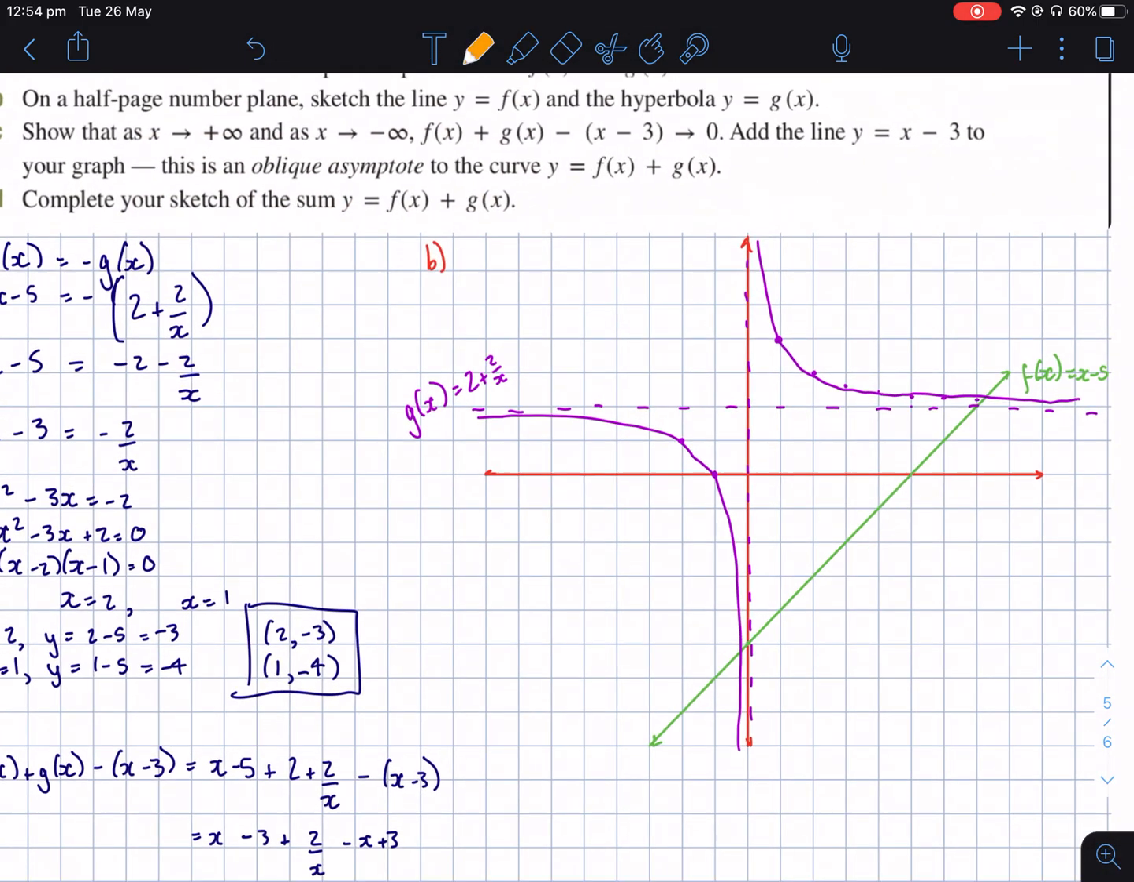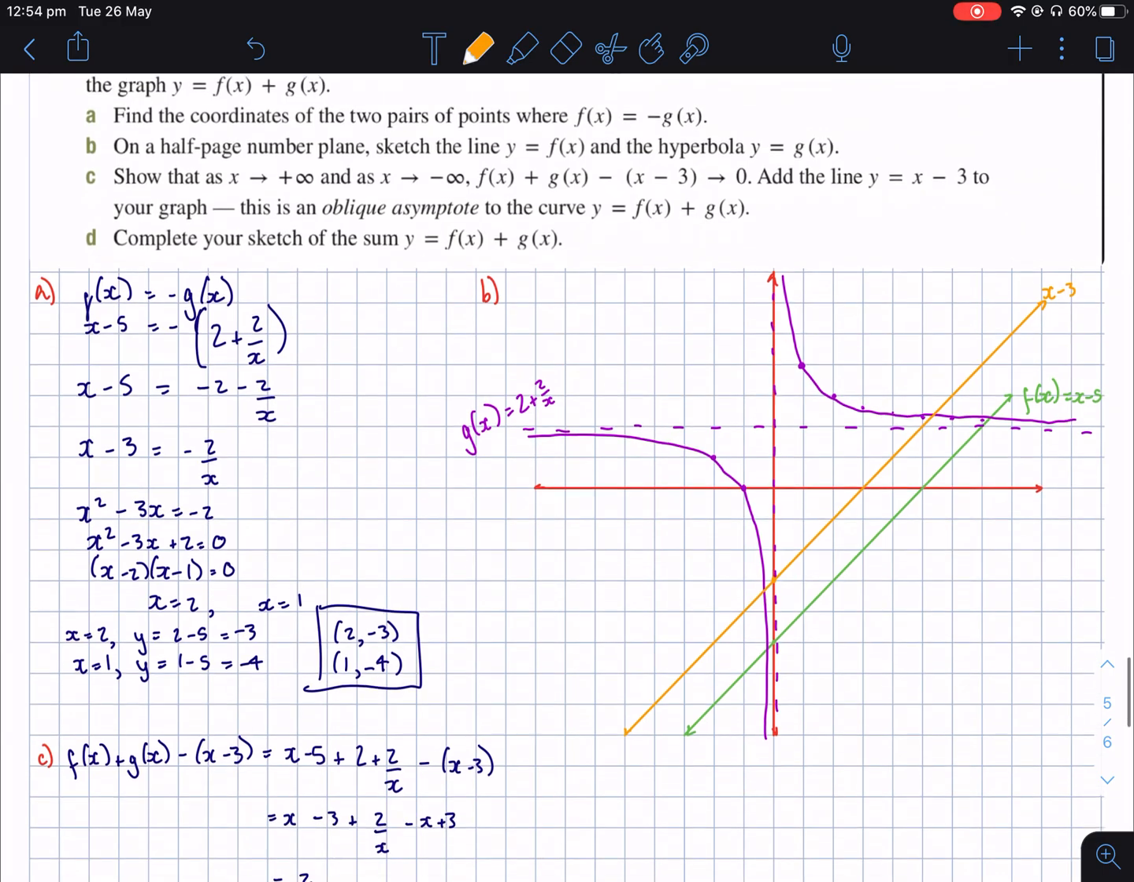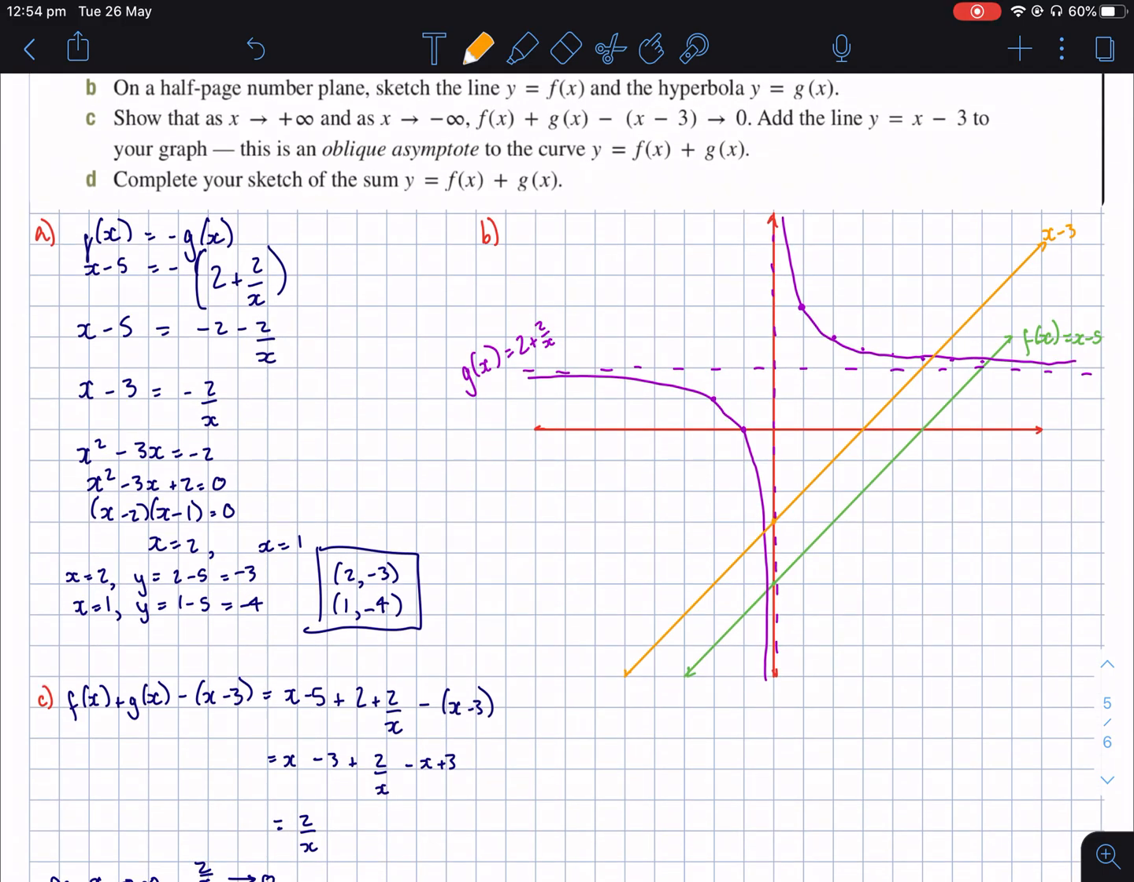For me, that's going to be orange. X take 3 is a normal straight line, gradient 1, y-intercept negative 3. That's just x take 3. This is an oblique asymptote to the curve. Oh, okay. They're going to do weird things around that. Complete your sketch of the sum f of x plus g of x.